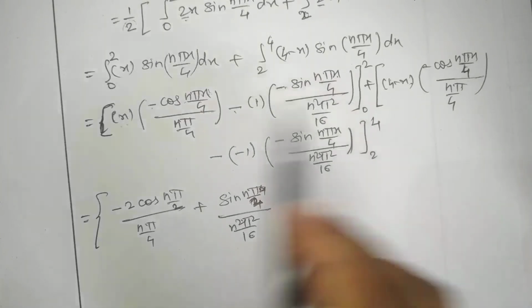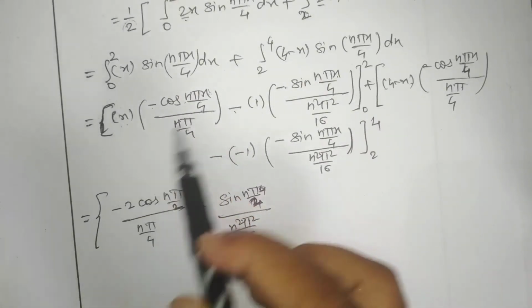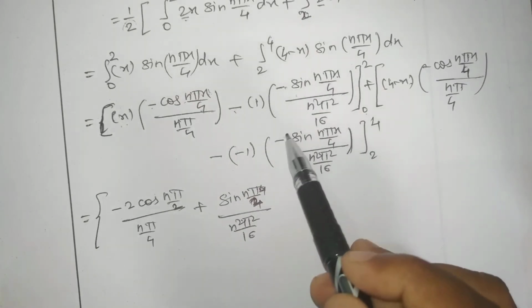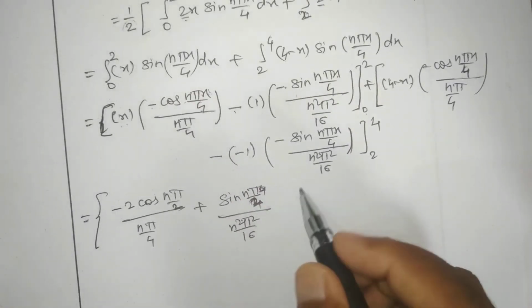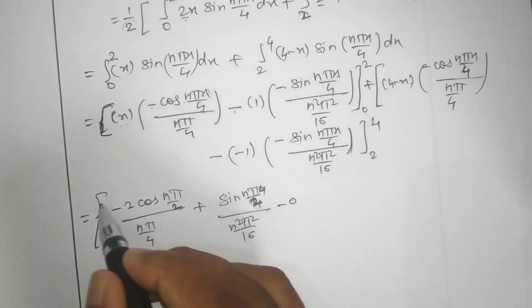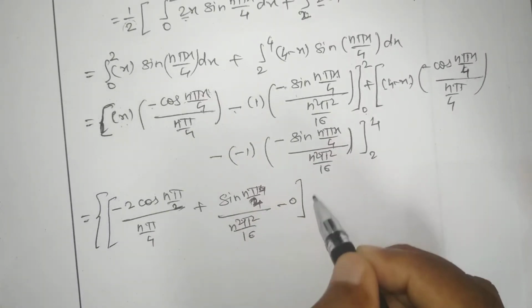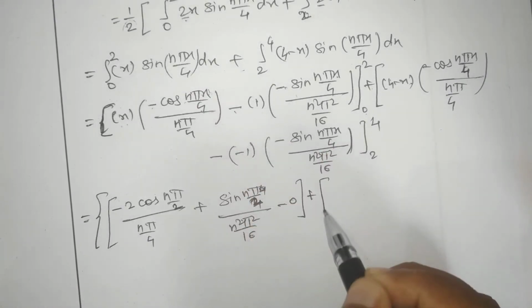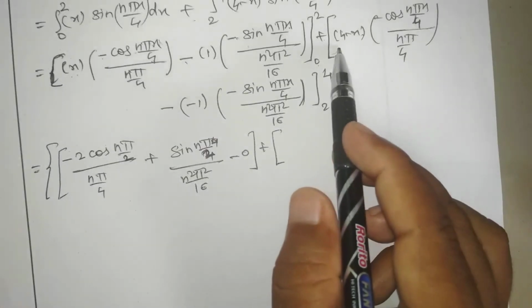And for the lower limit, when you put x is equal to 0 here, this whole term becomes 0. And when you put x is equal to 0 here, sin 0 is 0. So this term is also 0. So the lower limit is totally 0. So that is the first term. Now the plus sign in between the two integrations, and in the second bracket we put the limits.